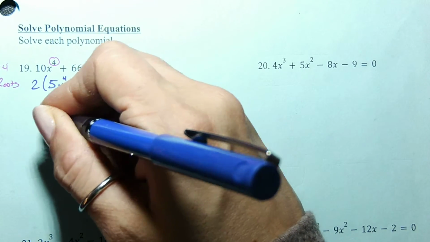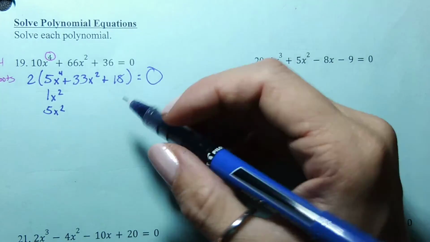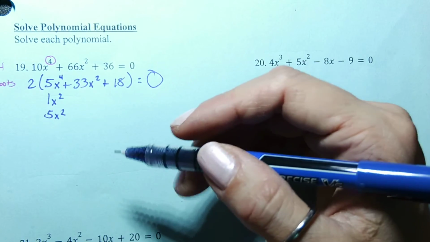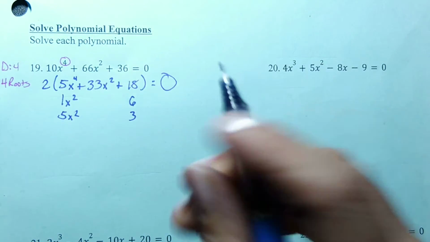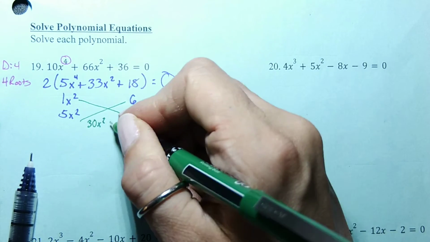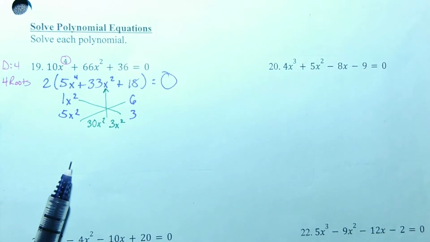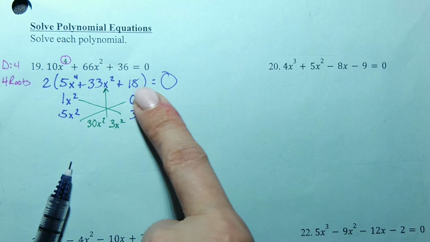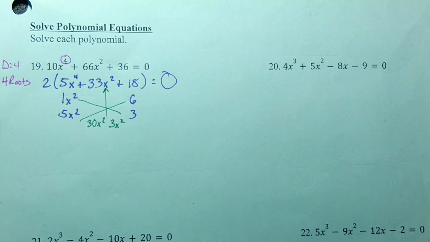1x squared, 5x squared, 18, 9 and 2. Let's do 6 on the top and 3 on the bottom so that we get 30x squared and 3x squared. Sweet. So that will give me the sum of positive 33x squared, and it also gives me the product of positive 18. So then our factors go straight across.